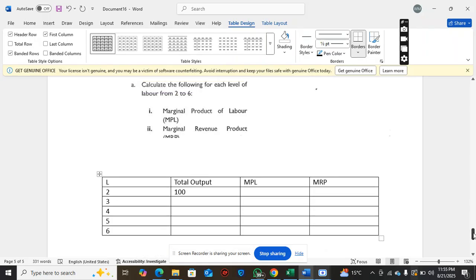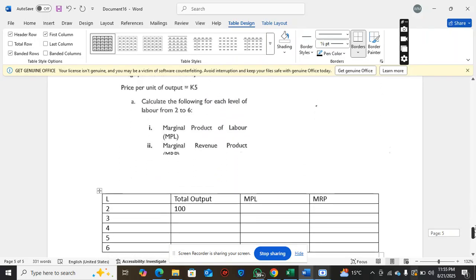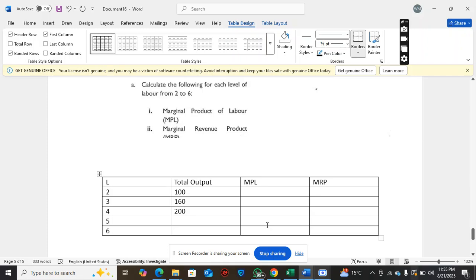Then what about marginal revenue product? Just say the additional revenue generated by hiring one more worker. Additional revenue by hiring one more worker.